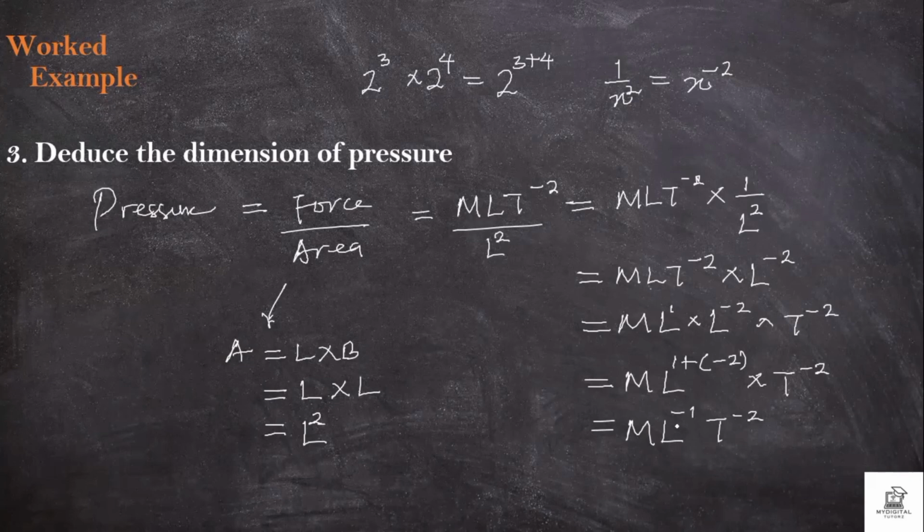So this implies that the dimension for pressure is equal to ML raised to power minus 1, T raised to power minus 2. I hope this is understood.